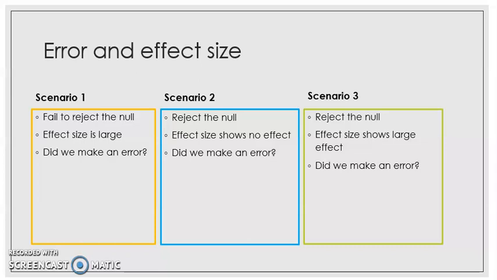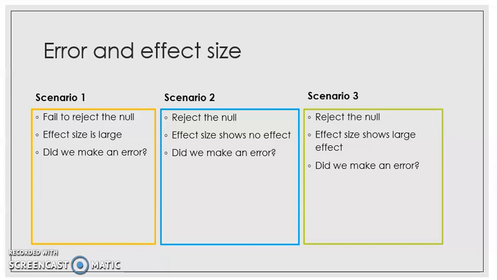Scenario 2, I initially said I reject the null. Hooray! My statistic was in the critical region, so I'm saying I found evidence something is going on there. There is statistical significance. However, when I calculate effect size, my effect size shows I have no effect. So here I have a mismatch. Since I have a mismatch, that does indicate I had an error. What error did I make? We'll get back to that in a minute.